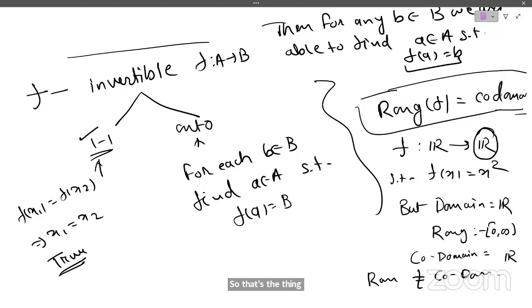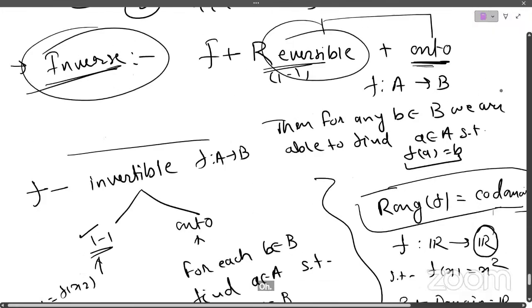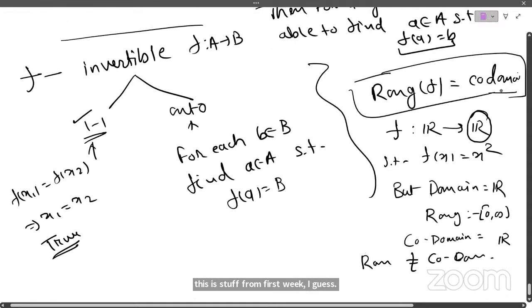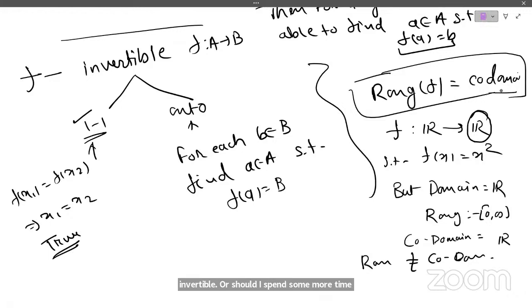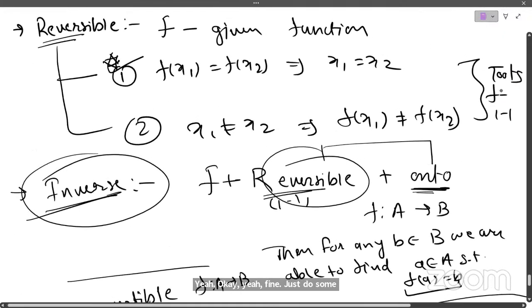You have discussed all these things in the last session, right? No, not this. This is stuff from the first week, I guess. That's why. Fine, don't worry. So now it is clear: one-to-one, onto, invertible? Or should I spend some more time? No, conceptually it's clear, but we aren't confident. Fine. Just do some examples, or it will take time.